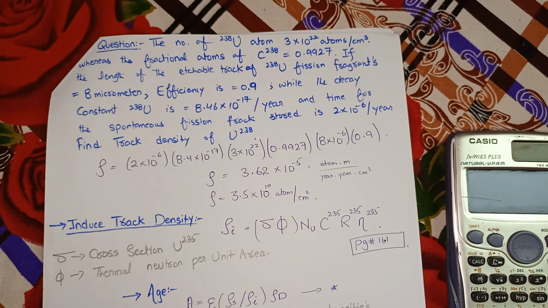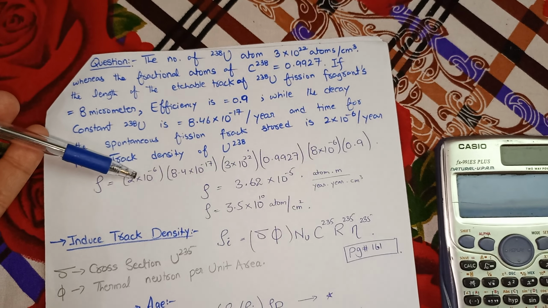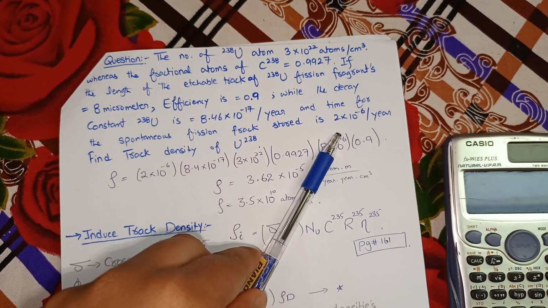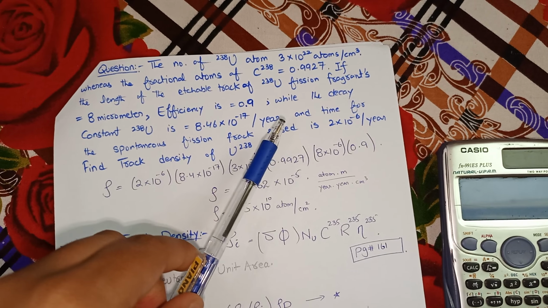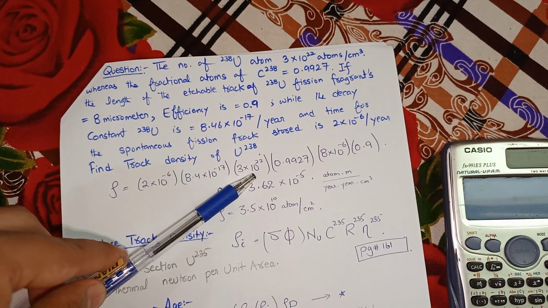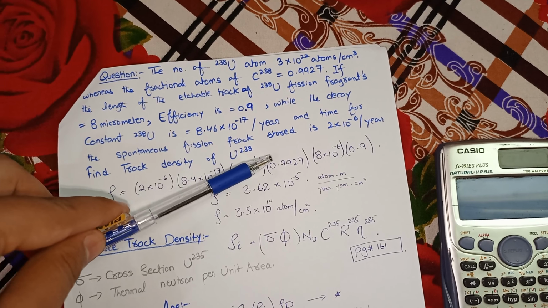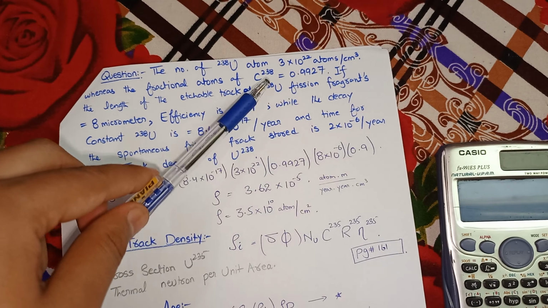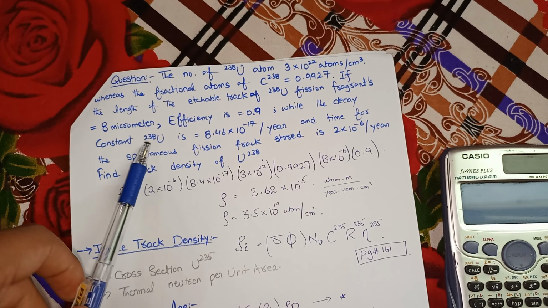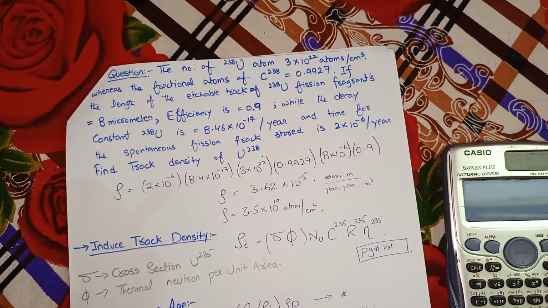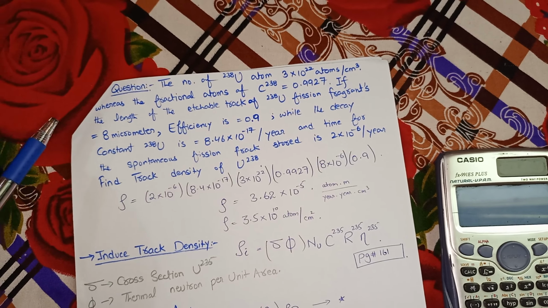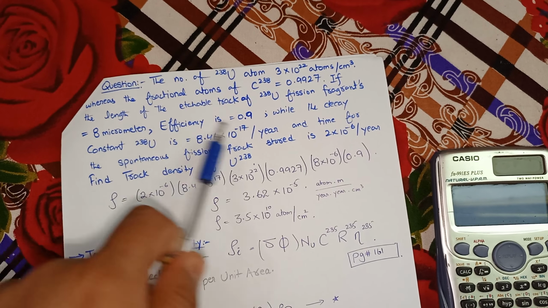So to find track density, again you have to multiply a by lambda. This is the value of a, which is given as 2 multiplied by 10 raised to power minus 6, the spontaneous track, and the value of decay constant 8.46 into 10 raised to power minus 17, multiplied by 3 multiplied by 10 to the 22, which is the number of uranium atoms, and multiplied by 0.9927, which is the fraction of atoms of C238, multiplied by R238, which is given as 8 multiplied by 10 raised to power minus 6 micrometers.